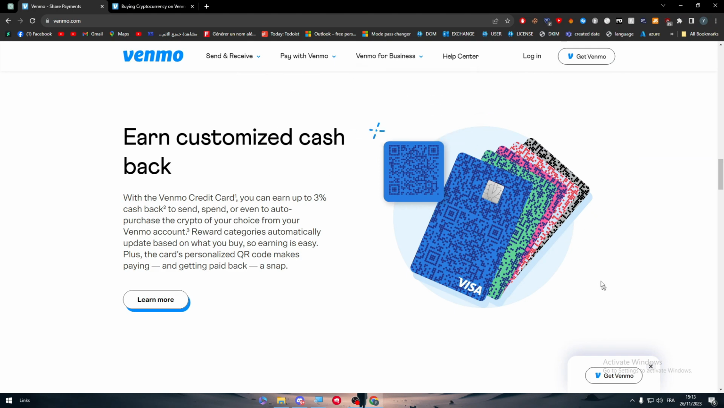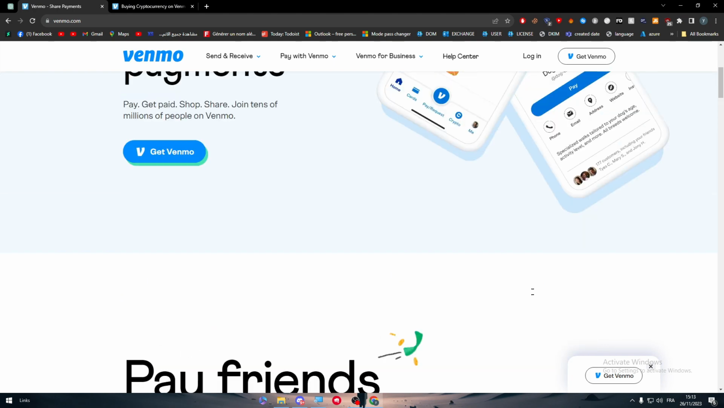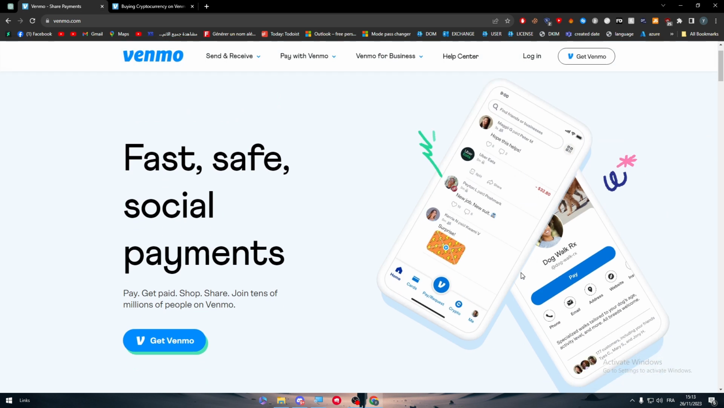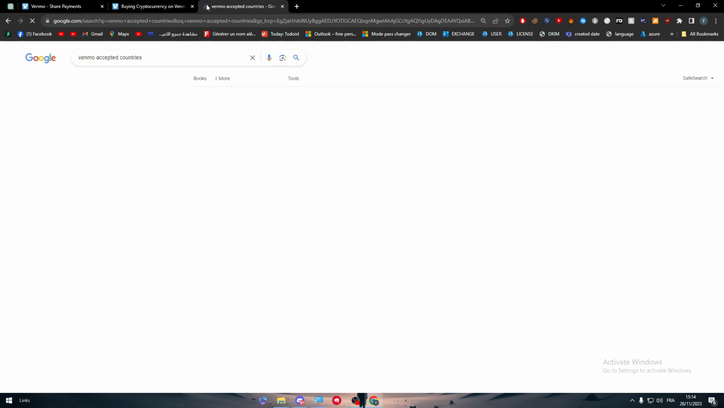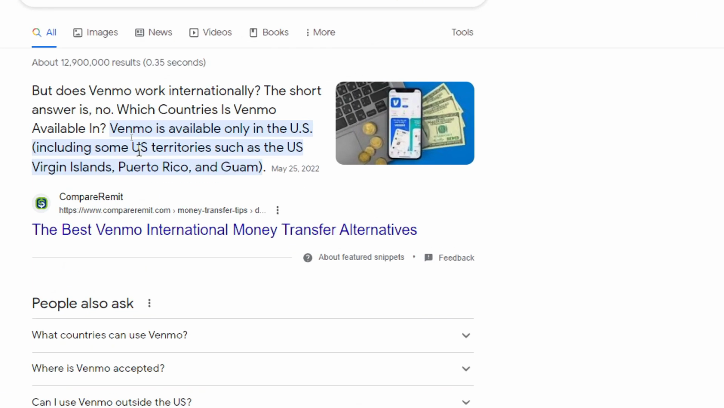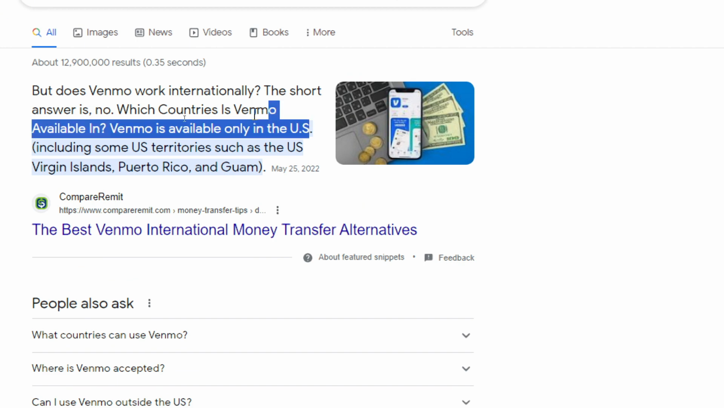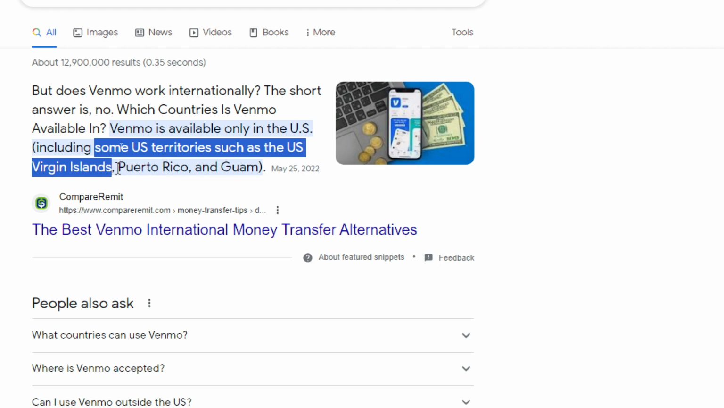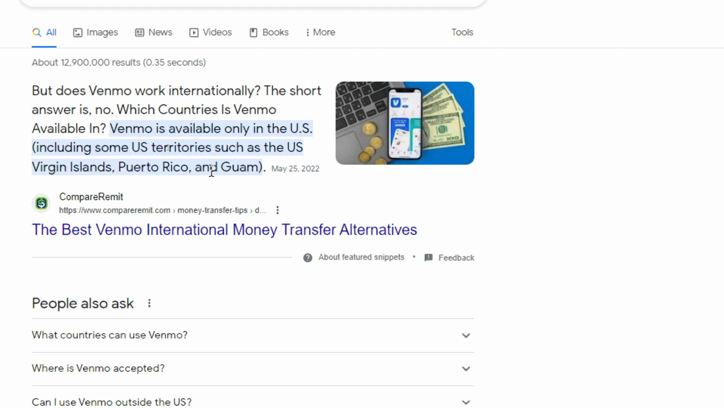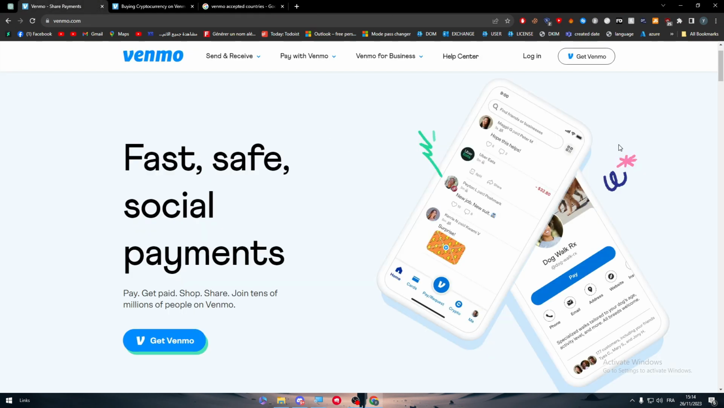Now, before you get to that point to open Venmo itself, there is a question to ask yourself. Are you in the US? In case you were in the US, well, let's see the countries that are acceptable with Venmo first. So, Venmo accepted countries. And as you can see, Venmo is available only in the US, including some US territories such as the US Virgin Islands and Puerto Rico and Guam. So, this is the thing to put in mind. Because in case you weren't from the US, you will not be able to open an account in Venmo in the first place. So put that in mind, guys.